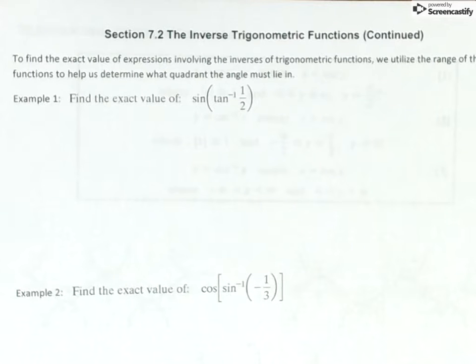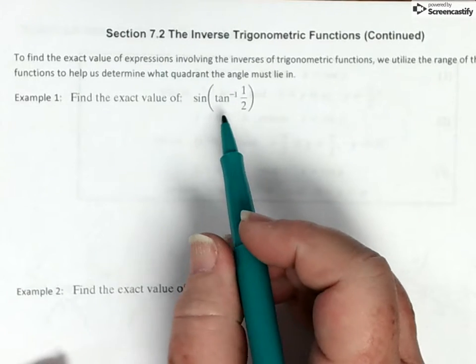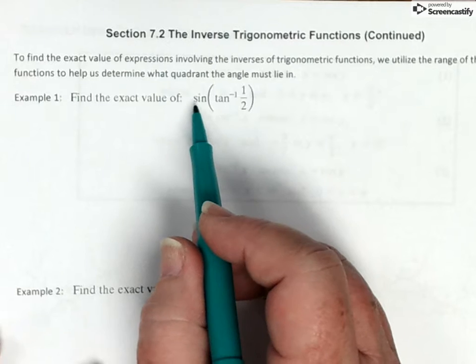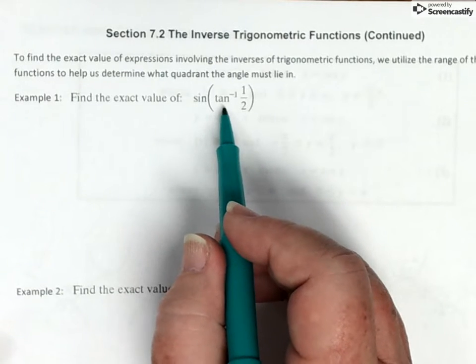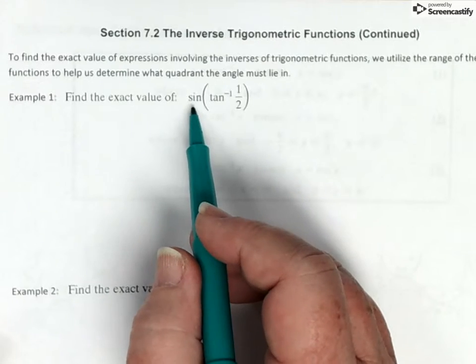This is section 7.2, the inverse trig functions continued. So last time when we were solving, we were working with trig functions that were identical. In other words, they were inverses of each other. So we had sine with inverse sine, or cosine with inverse cosine, or tangent with inverse tangent. Today we're going to be adding a new twist to the problem.